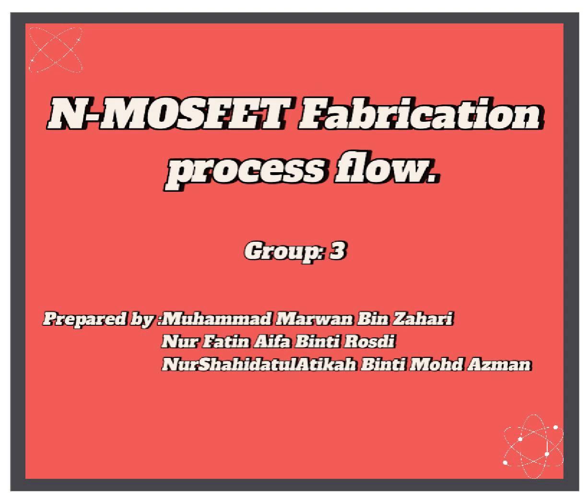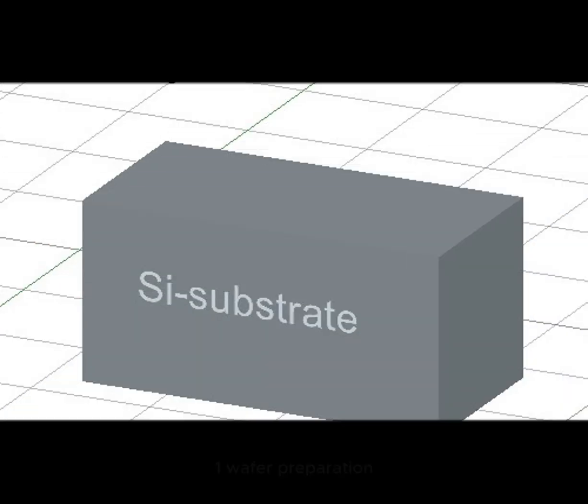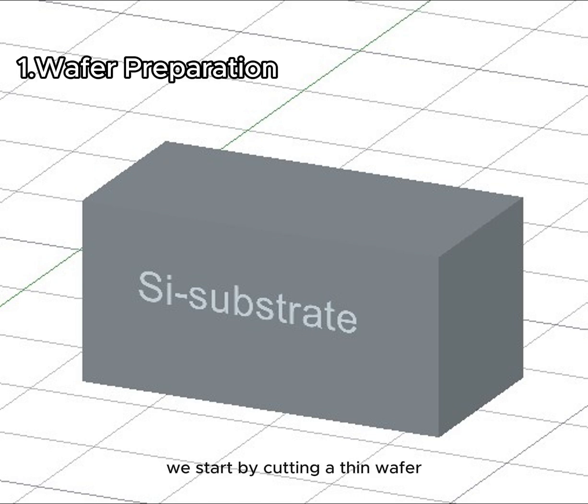N-MOSFET fabrication flow. By Group 3. 1. Wafer preparation. We start by cutting a thin wafer from a single crystal of pure silicon. This wafer serves as the foundation for our transistor.